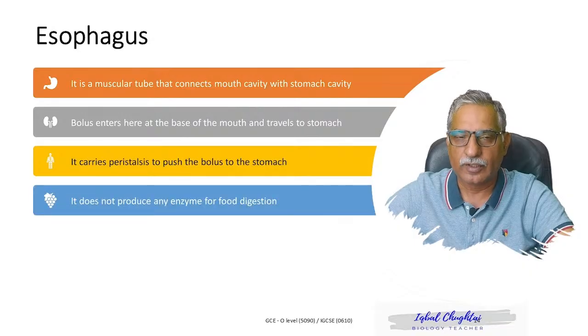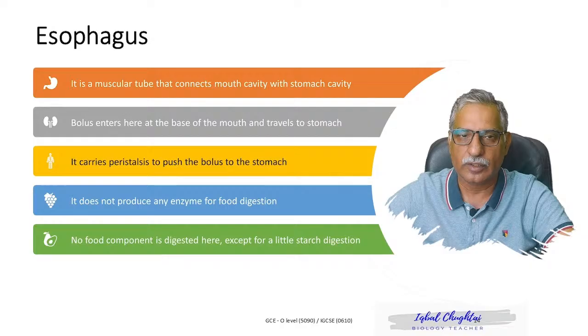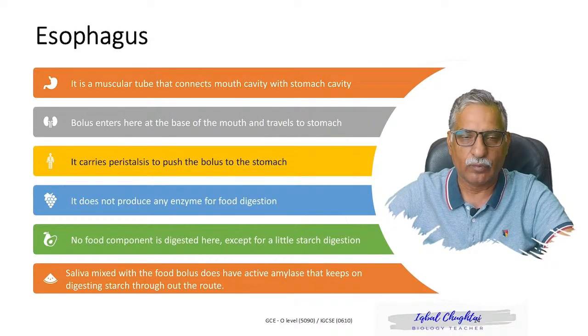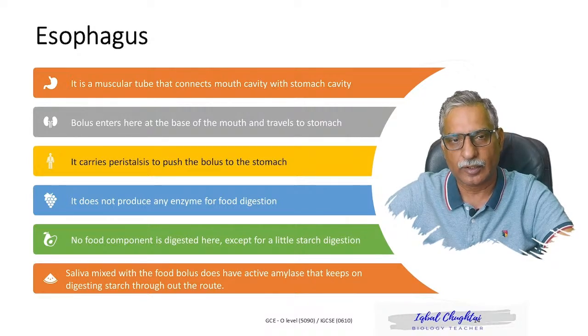Remember one thing, the esophagus does not produce any enzyme that could digest food components. Food contains starch, proteins and fats, so there is no enzyme produced in the esophagus that could digest these food components. But a little starch digestion continues to occur in the esophagus. Why? Because the bolus that was formed in the mouth also contains saliva mixed in it, and within that saliva there is salivary amylase. So that salivary amylase keeps on digesting starch throughout the route when the food is traveling towards the stomach.